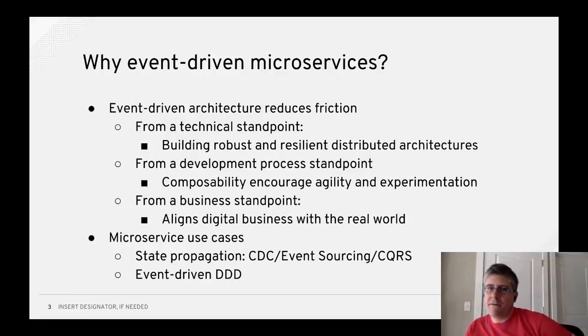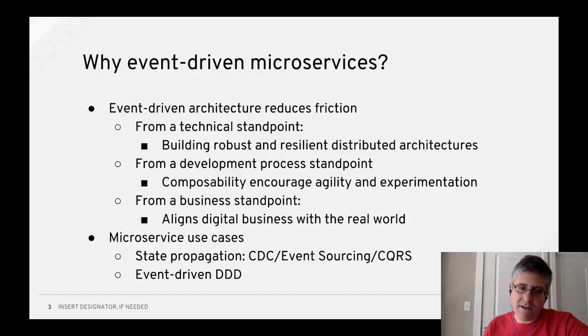So why do we build event-driven microservices in the first place? Well, event-driven architecture in general helps us reduce friction. So it really helps us build robust and resilient distributed architectures. And if you think of microservices as distributed solutions, then the relationship becomes apparent. It helps us from a development process standpoint because, generally speaking, event-driven architectures are very composable, and that encourages agility and experimentation. And from a business standpoint, modeling systems with events is a very natural choice because the world around us itself is really event-driven.